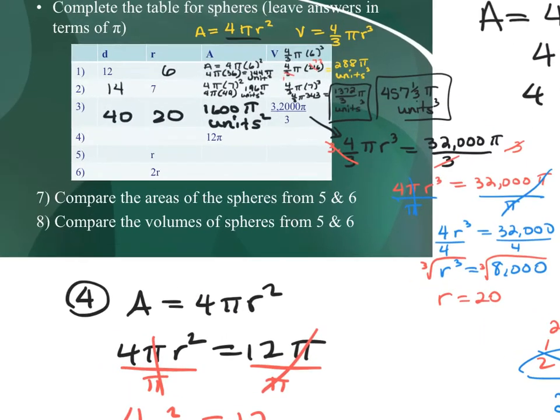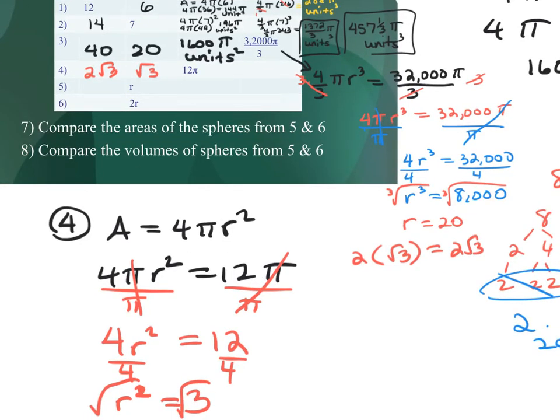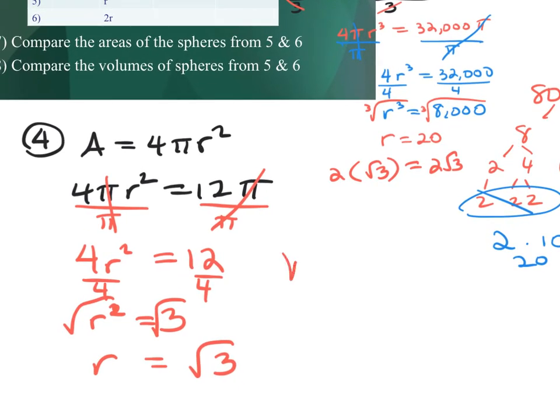So I can fill that into my chart. I'm going to double it, so 2 times the square root of 3 just gives me 2 radical 3 for the diameter. All right, next I need to calculate the volume. So next, I'm going to come here. My volume formula, 4/3 pi times radius cubed. My radius is the square root of 3. I have to cube that.